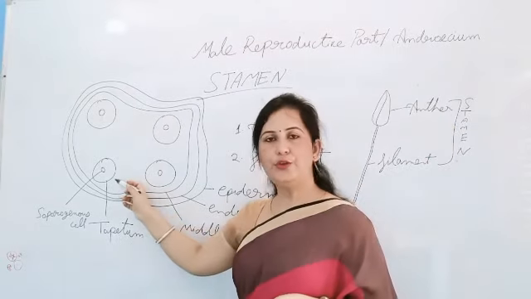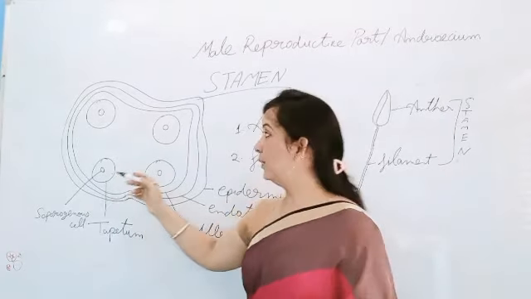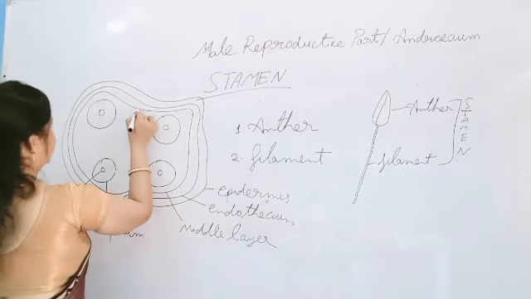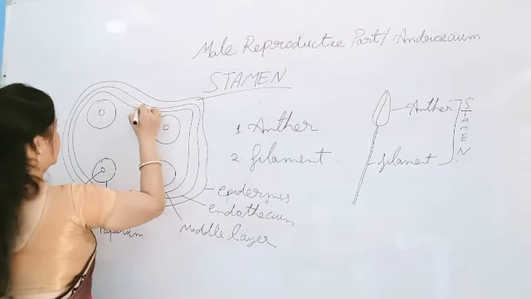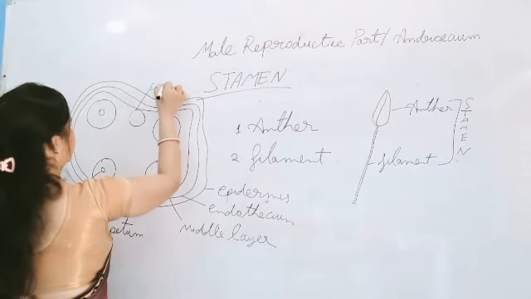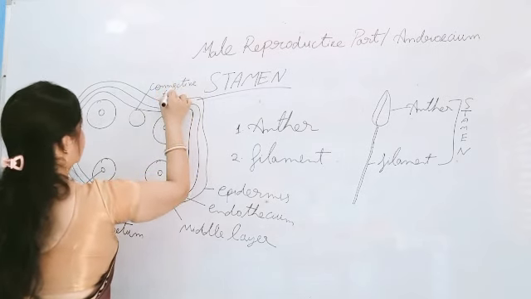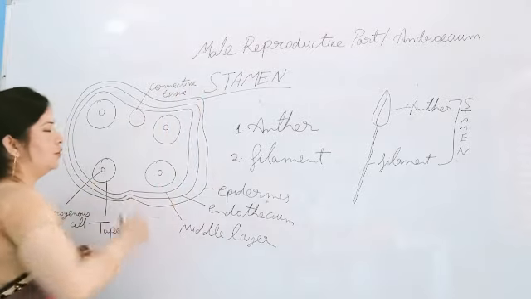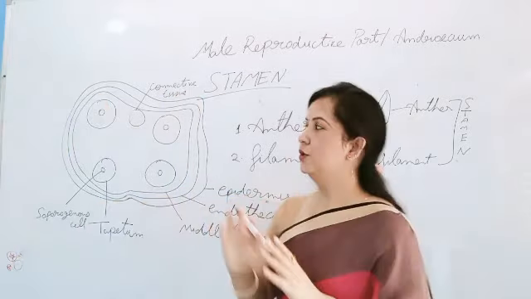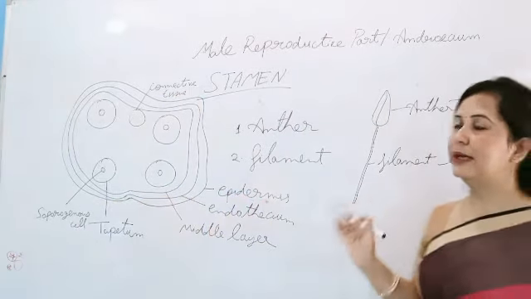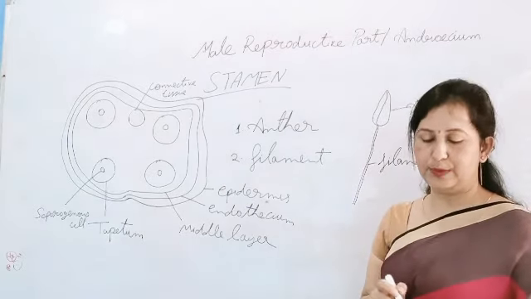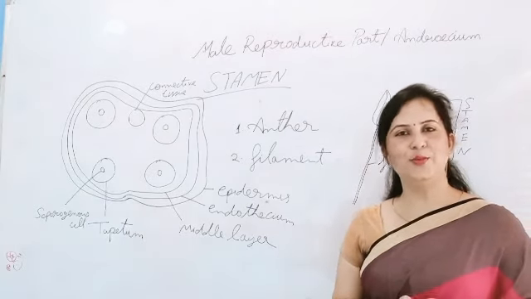Tapetum provides the nutrition to the pollen grain. Okay, and in center connective tissue is present. Connective tissue connects the lobes. So this is the structure of the anther, you can say male reproductive part in flower. I hope you have understood.